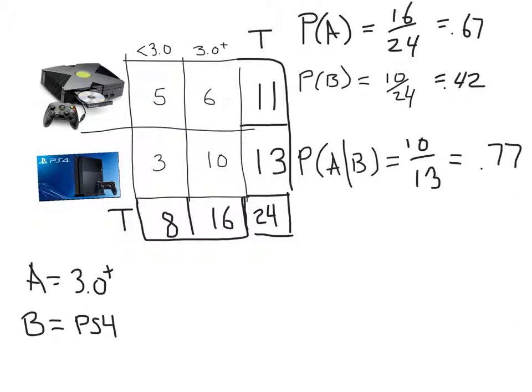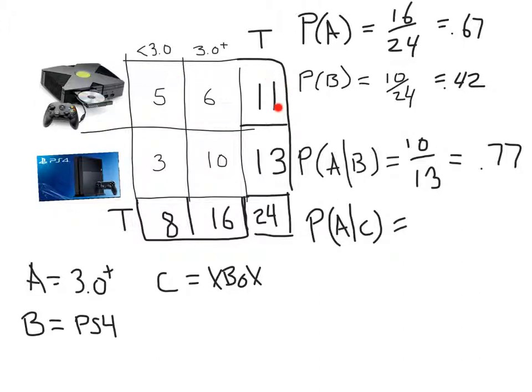Let's do the same thing. Let's do a conditional probability for, what's the probability that you have above a 3.0, 3.0 or higher, I guess, provided that you have an Xbox. So we're going to put that as event C. So let me write that down. Okay, so we're going to take a look at this. The condition is that the student owns an Xbox. So we say, what is the probability that the student has a 3.0 provided that they own an Xbox?